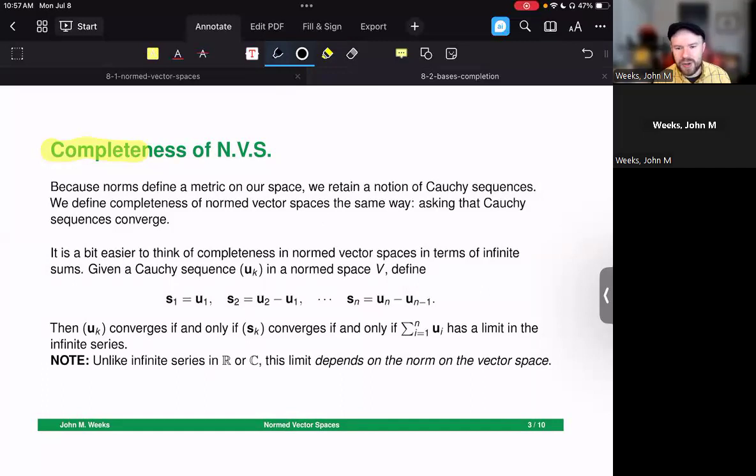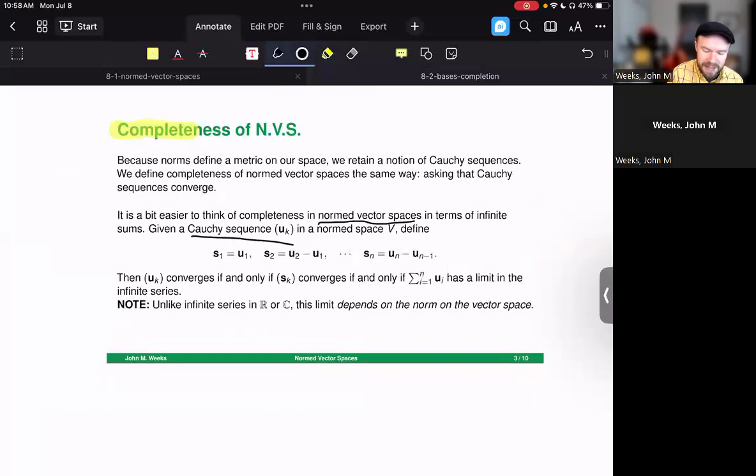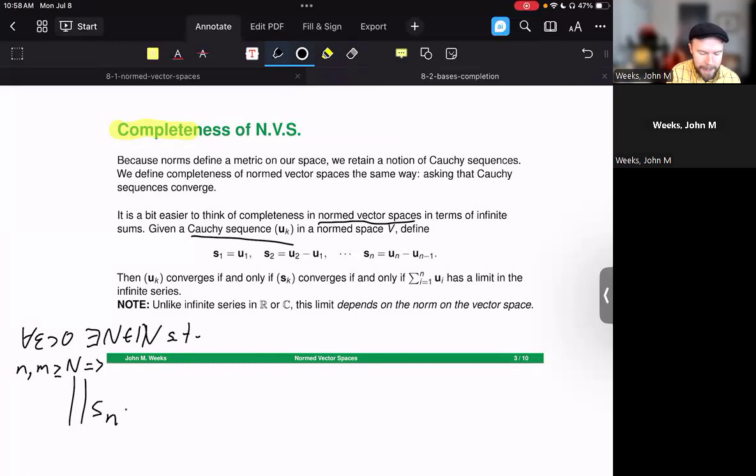But because norms define a metric in our space, we can still get this notion of Cauchy sequences, and so we can get the same sorts of properties as what we were looking at. It's a bit easier to think of completeness in normed vector spaces in terms of infinite sums. Let's say that you have a Cauchy sequence U sub k inside of a normed space V. Recall that this means that for all epsilon greater than 0, there exists a capital N in the natural numbers such that whenever you have little n and little m bigger than that N, then that implies that the norm of U sub n minus U sub m is less than epsilon. So that's what we mean by this Cauchy sequence.